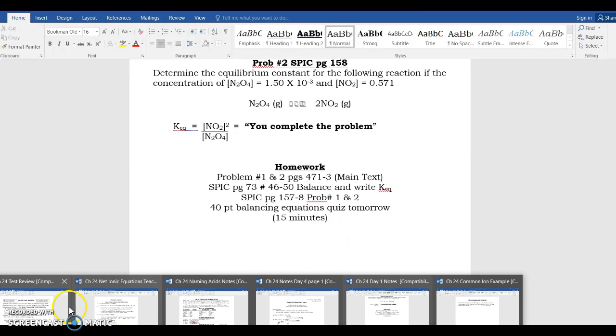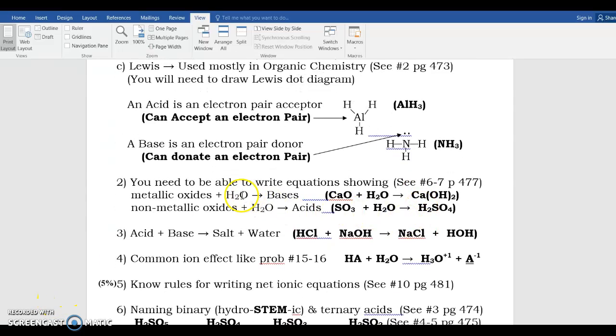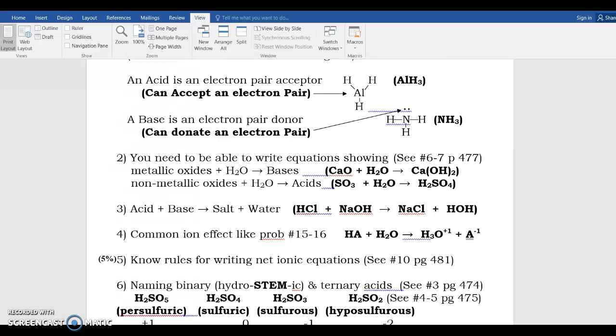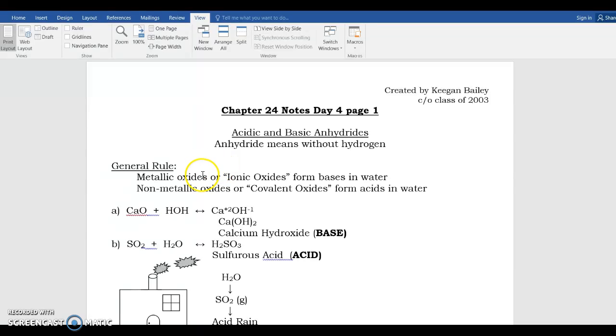Okay, I'm going to continue back with our test review. So we've talked about this here. Oh yes, here we go. Let's go over the metallic and non-metallic oxides. And I have that written down here. And here you go. General rule, metallic oxides are ionic oxides.